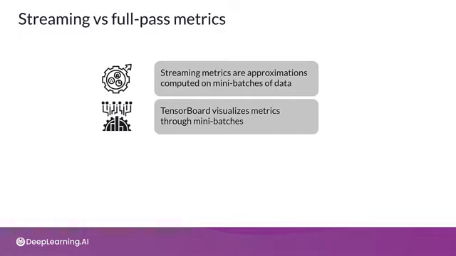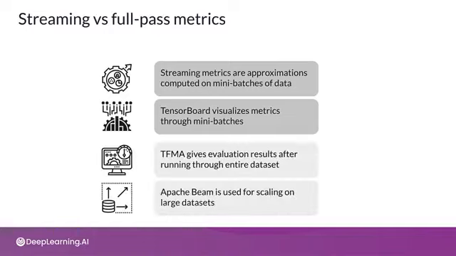TensorBoard computes metrics on a mini-batch basis during training. They're called streaming metrics and are approximations based on those observed mini-batches. TFMA uses Apache Beam to do a full pass over the eval dataset. This not only allows for accurate calculation of metrics, but also scales up to massive evaluation datasets, since Beam pipelines can be run using distributed processing backends.